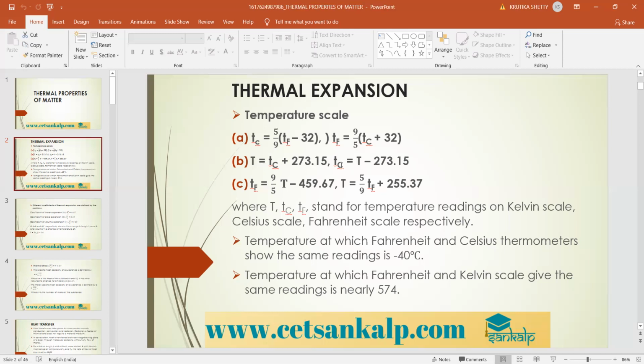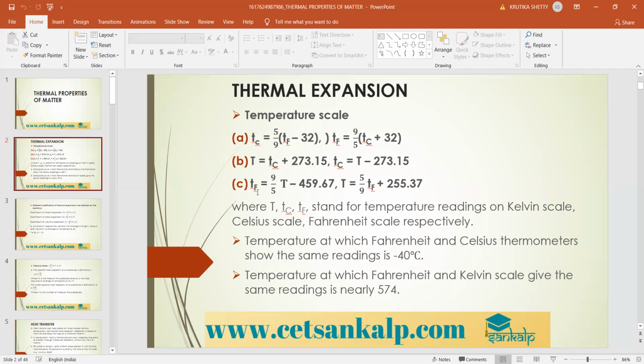Similarly, we have Tc is equal to T minus 273.15. Suppose the temperature is given like 40 Kelvin. How can you convert it into the Celsius scale? This is the relation, Tc is equal to T minus 273.15. That is your second formula.